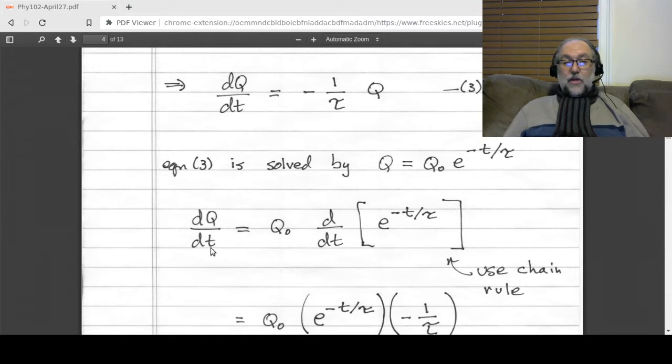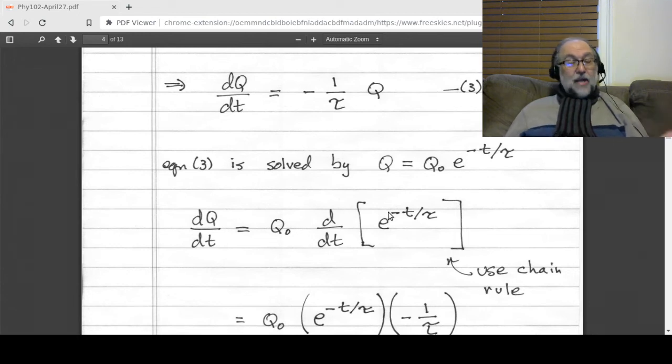If we take q and differentiate it with respect to time, there's the q naught, but q naught is a constant, so that just comes right out in front of the differentiation operator. Then inside the differentiation operator, we have e to the minus t over tau, and we're going to use the chain rule here. First, we differentiate the whole thing in the square brackets with respect to the exponent. When you differentiate e to the x, you just get e to the x back.